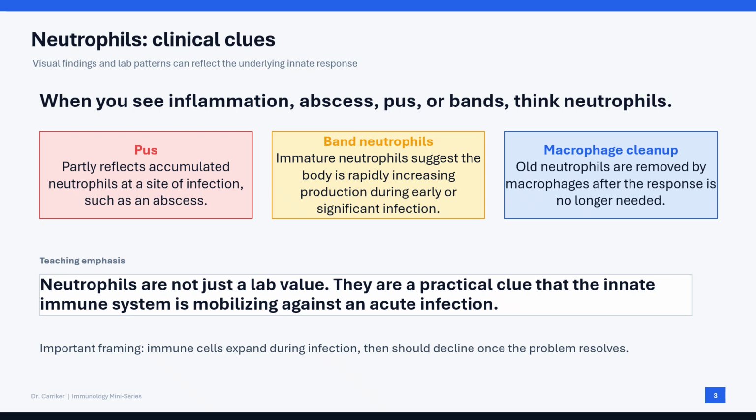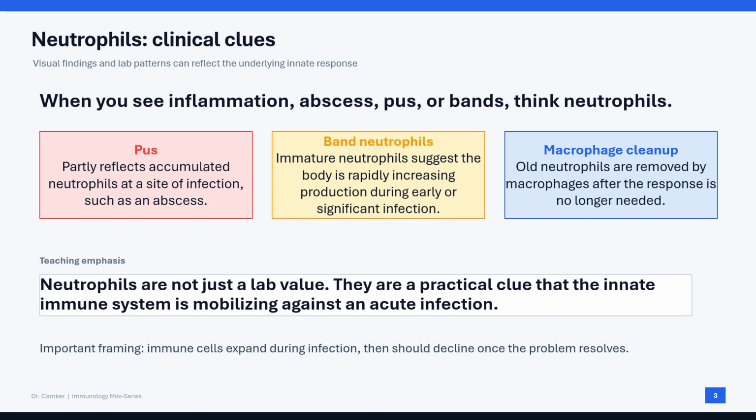And so when you see an abscess, that visual finding is going to tell you a lot about the immune response. If you see band neutrophils, those are immature forms that often suggest that the body is cranking out neutrophils quickly in response to an early significant infection. So neutrophils are not just a lab value, but they're actually a practical cue to what kind of process may be happening. And a physician that looks at these and tries to better understand not only the number of white blood cells, but what the type is, can tell you a lot about maybe the time course of how the infection is occurring.